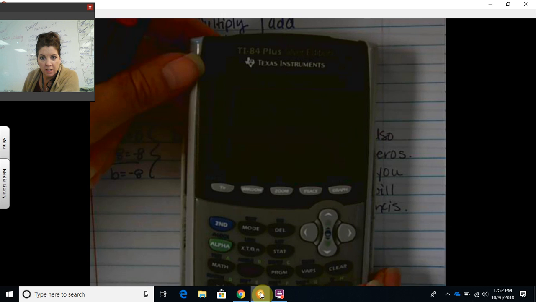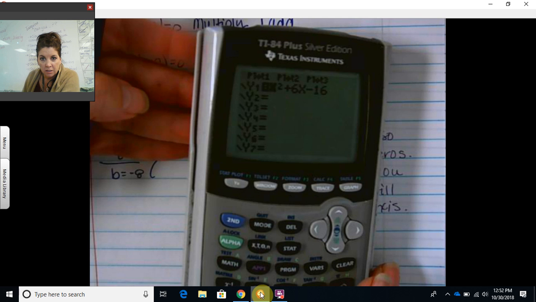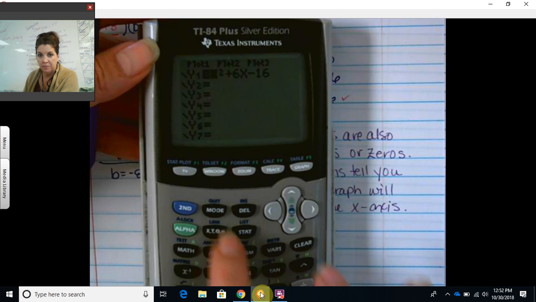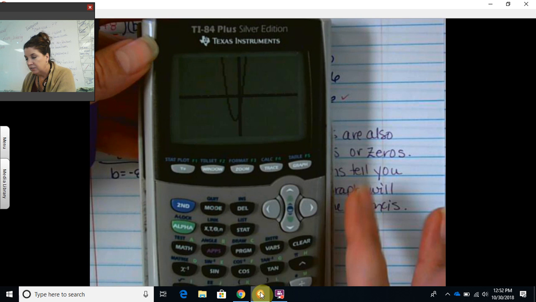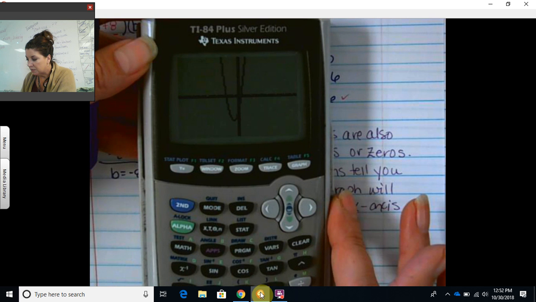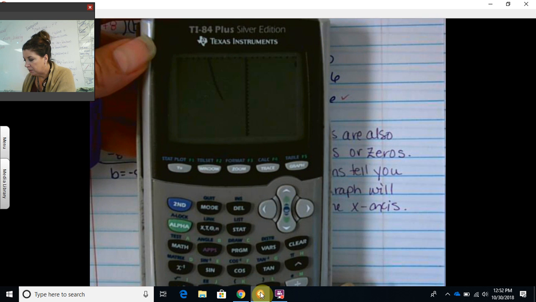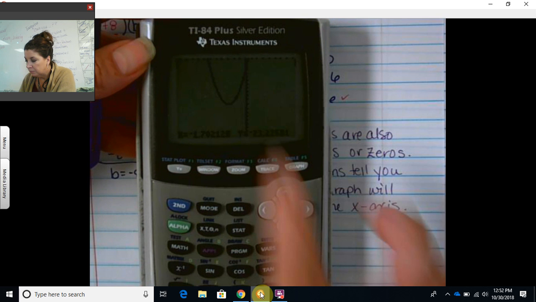But for now, I put in x squared plus 6x plus 16. I use x instead of b because y'all know with a calculator you just use x, right? And so my graph looks like that. Let me zoom in a little bit. Whoa, not that far in, but you can see up at the top.